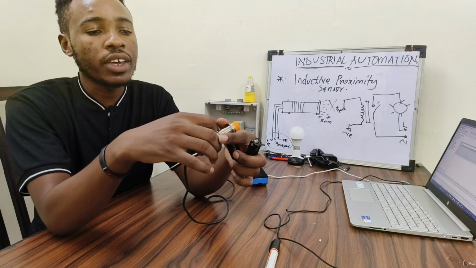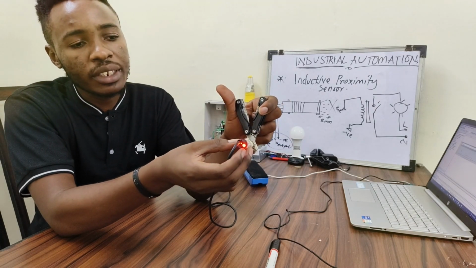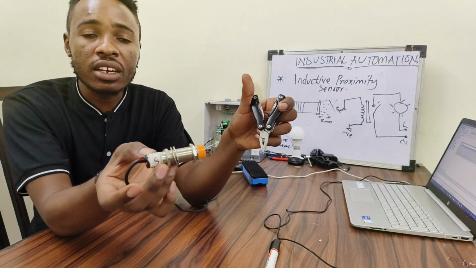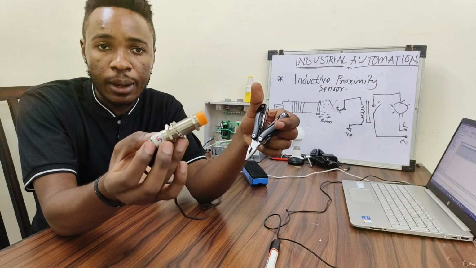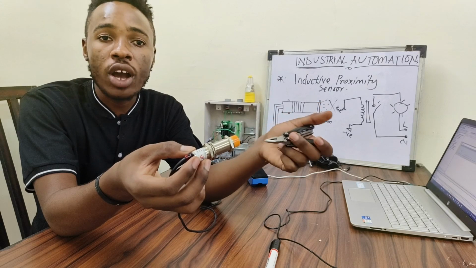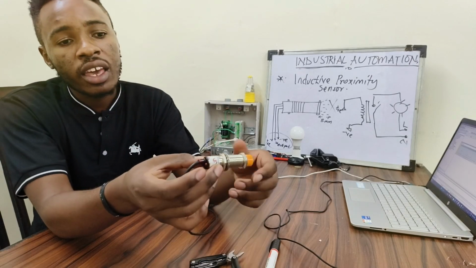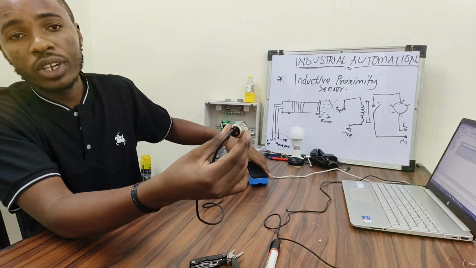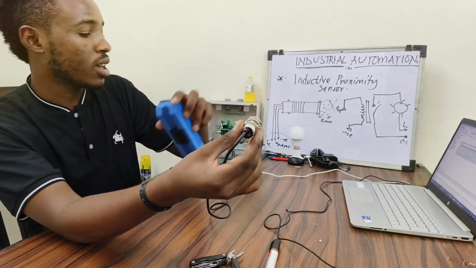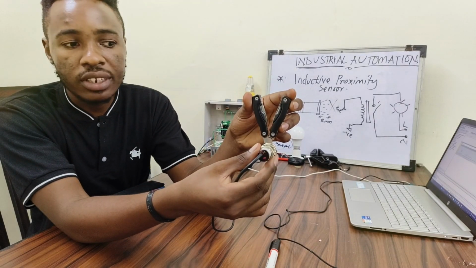I can show you over here that it is not lighting. And then if I bring a ferromagnetic material near, it lights up, you see? The best advantage of this kind of sensor is that it has no moving parts, so you expect it to have a longer lifespan. But if I'm detecting something that is not conductive, even if they get into contact, nothing happens. But if I bring a ferromagnetic material closer, it is going to detect something.